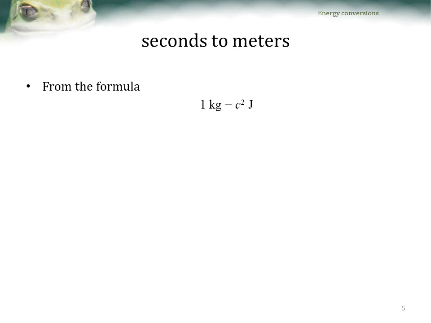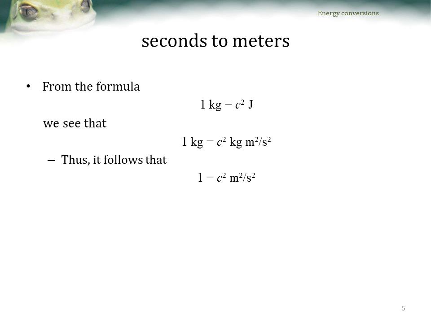Okay, now to convert seconds to meters. From the formula 1 kilogram is equal to c squared joules, we see that 1 kilogram is therefore equal to c squared kilograms meters squared per second squared. Now we can cancel out kilograms on both sides, and consequently we have that 1 is equal to c squared meters squared per second squared. Since everything is positive, we can take the square root of both sides, and simplifying we get that 1 second is equal to c meters, where c is of course the speed of light. Thus, 1 second has the same energy as approximately 3 times 10 to the 8 meters.